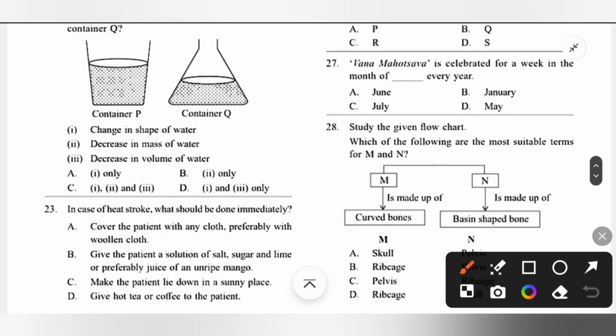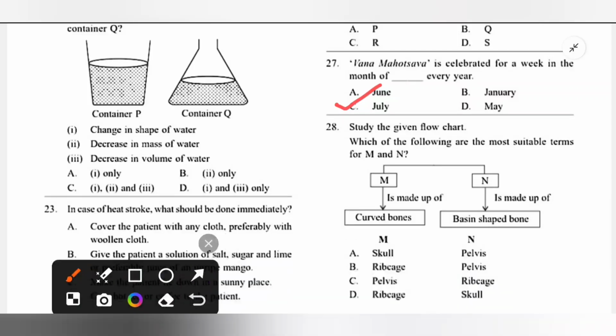27. Vana Mahotsava is celebrated for a week in the month of dash every year. So Vana Mahotsava is celebrated for a week in the month of July every year. Okay. Option C is the correct answer. It is an annual tree planting festival in India. It was started in 1950 by Union Minister of Agriculture Dr. K.M. Munshi. Okay, so option C is the correct answer.